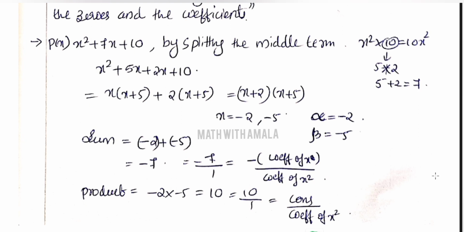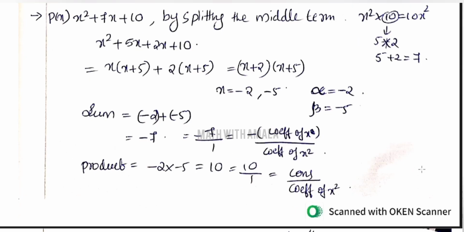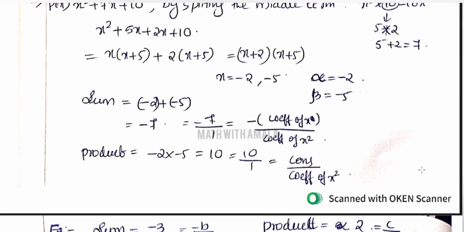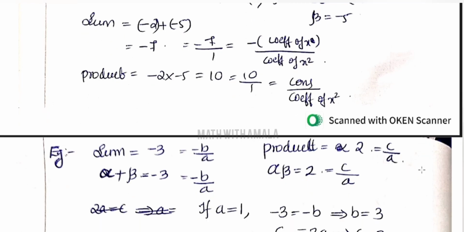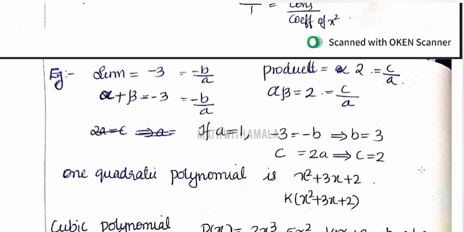Now let's take the sum of these two zeros. Minus 2 plus minus 5, that is minus 7, which is equal to minus b by a, minus of coefficient of x, which is 7, and coefficient of x square, which is 1. Now what is the product? Minus 2 into minus 5 is equal to 10. So 10 by 1, that is constant by coefficient of x square.